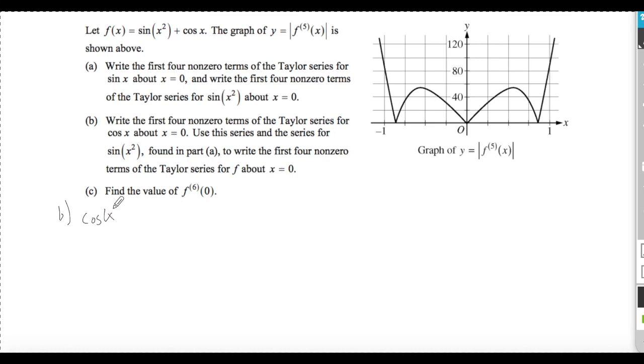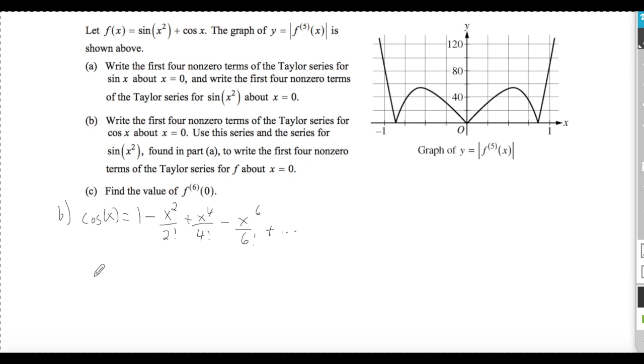The cosine of x Taylor series is 1 minus... This is the one with the even powers, x squared over 2 factorial plus x to the 4th over 4 factorial minus x to the 6th over 6 factorial plus so on and so forth, right? Look how easy it is to get that point just by remembering this series, 1 minus x squared over 2 factorial plus x to the 4th over 4 factorial minus x to the 6th over 6 factorial, and so on and so forth.